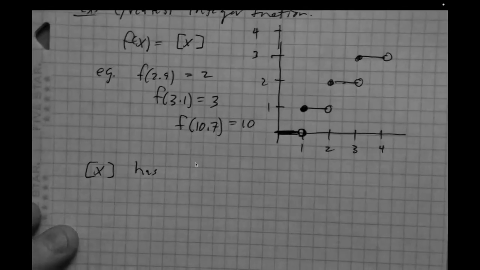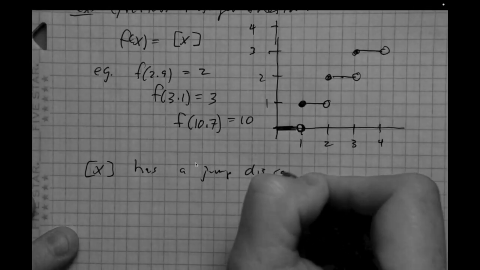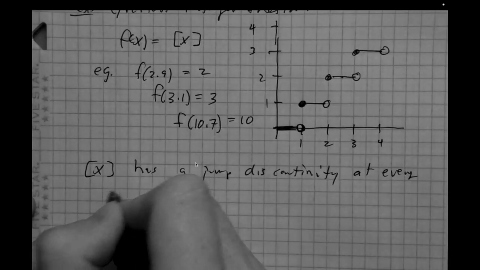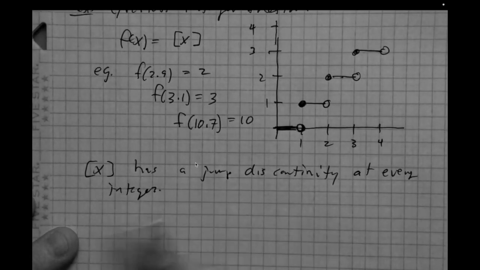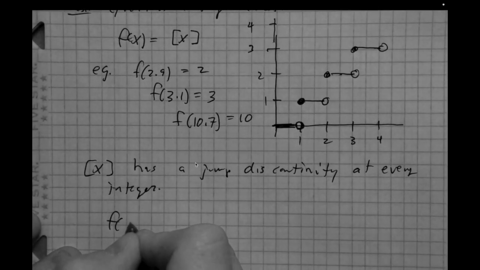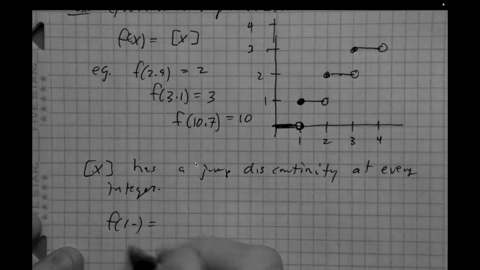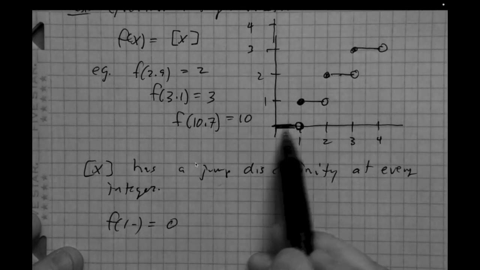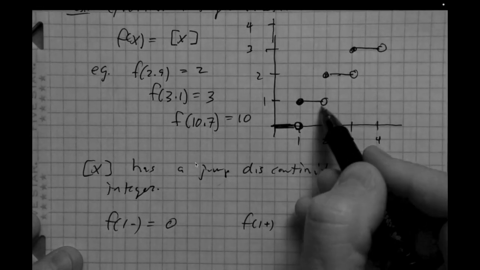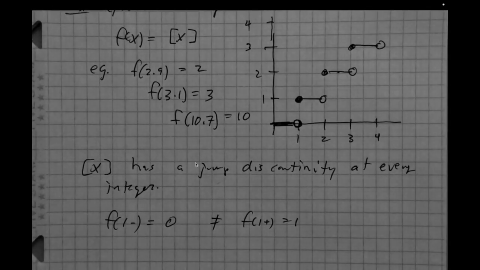The greatest integer function has a jump discontinuity at every integer. Right, because notice that, for example, if we approach 1 from the left, the limit is 0. If I approach 1 from the right, then the limit is 1. So the left and right hand limits do not agree.